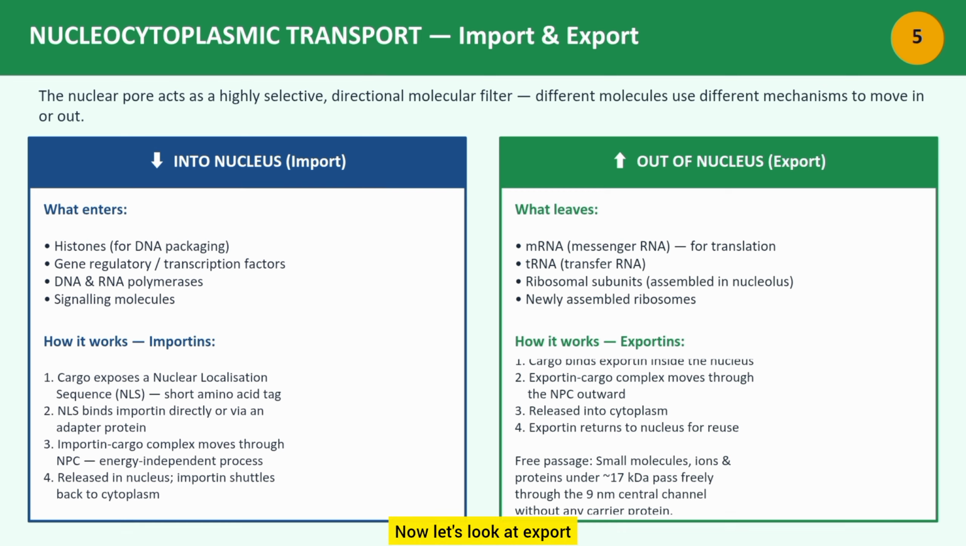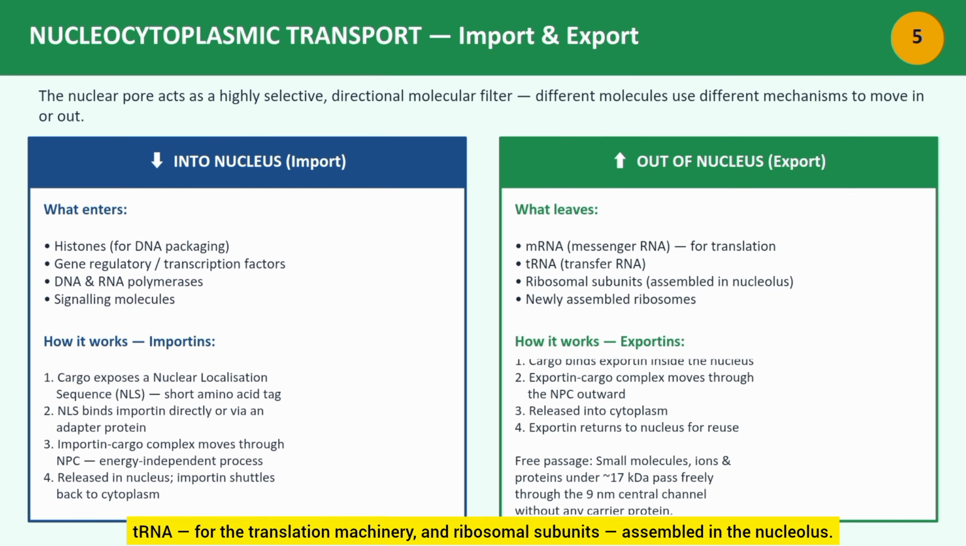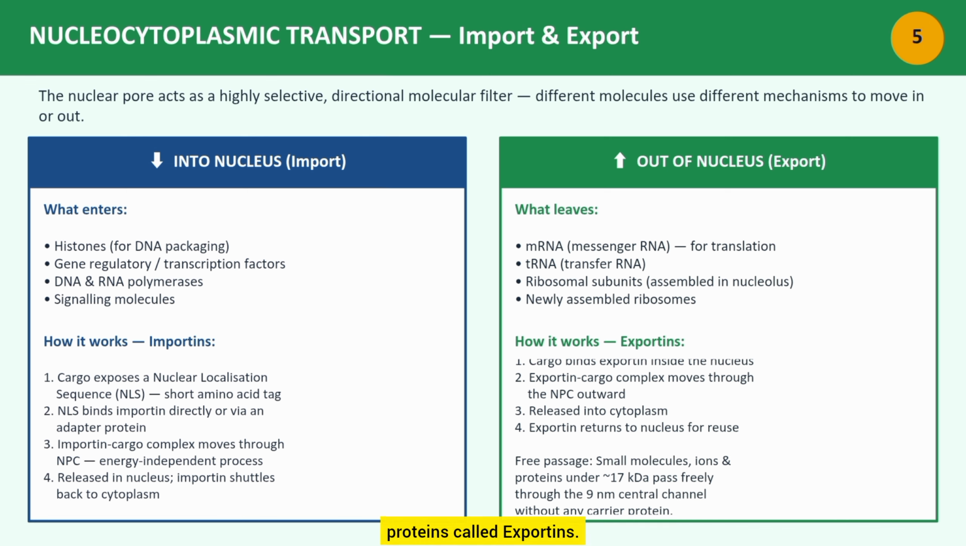Now let's look at export. What comes out of the nucleus? The nucleus constantly produces mRNA, which must get to ribosomes for translation, tRNA for the translation machinery, and ribosomal subunits assembled in the nucleolus. These are carried out by complementary carrier proteins called exportins. The process is the mirror image. Cargo binds exportin inside the nucleus, the complex moves through the NPC, and cargo is released in the cytoplasm. The exportin then returns to the nucleus for reuse.